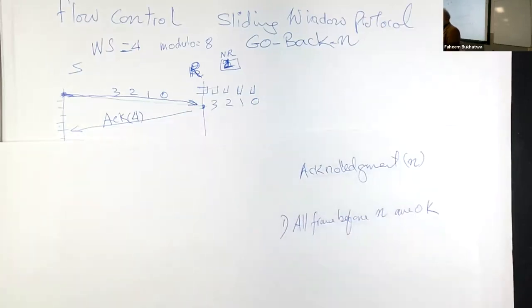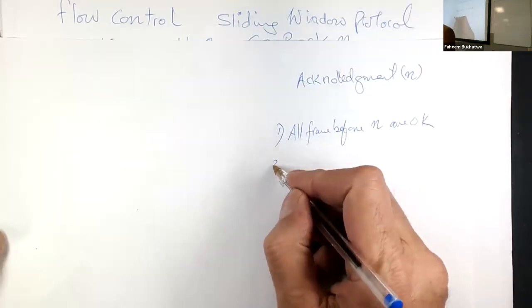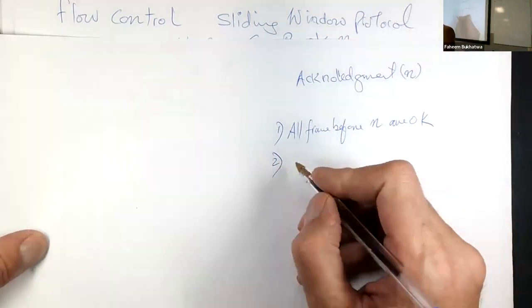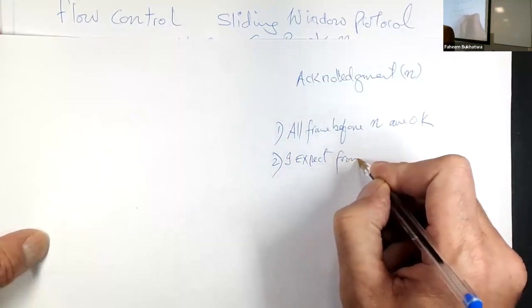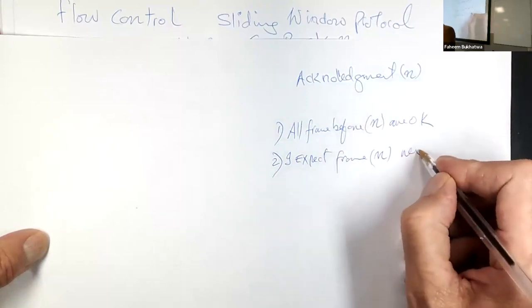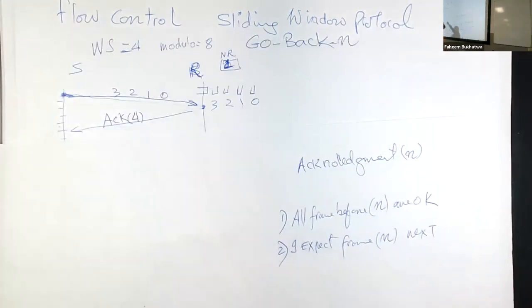It also means something else, the acknowledgement. Two things, and they do not clash with one another. It means everything before N I've received, and it also means I expect frame number N from you next. What does that mean? Here with acknowledgement 4, it means everything before 4 is okay, which is correct. I've received up until number 3. It also means I'm expecting this number from you next. So I'm waiting on number 4.